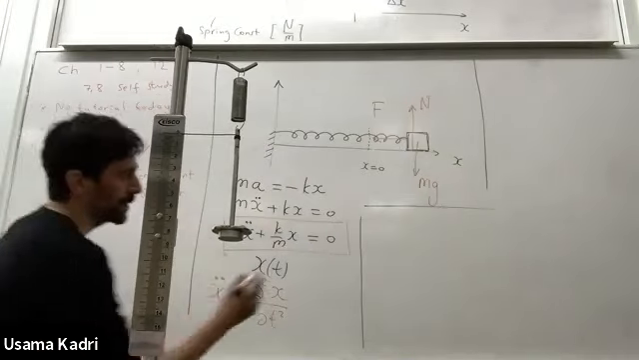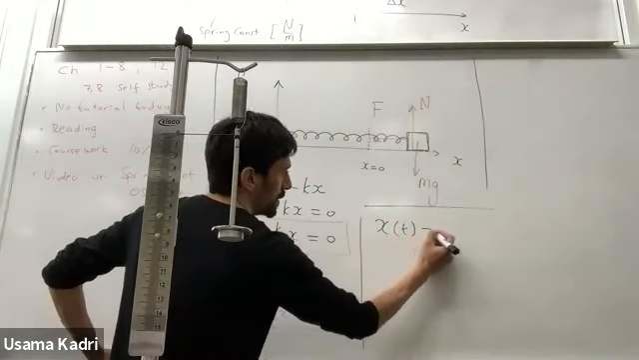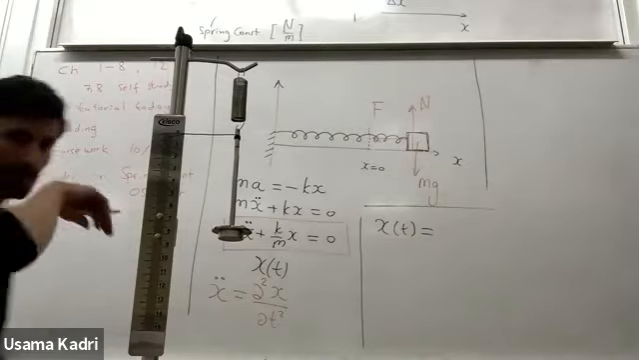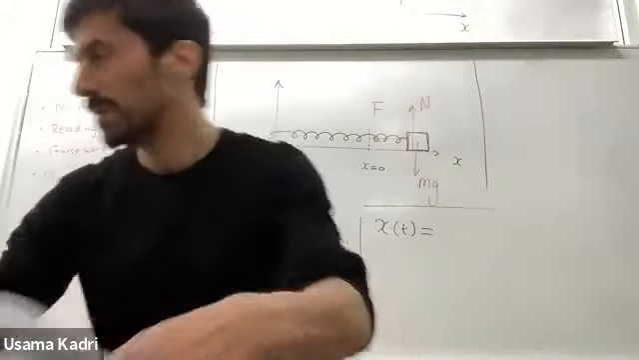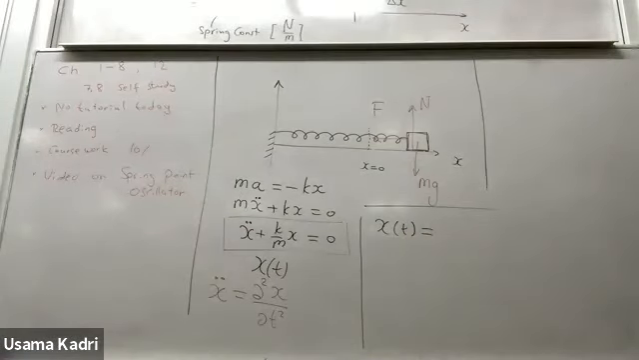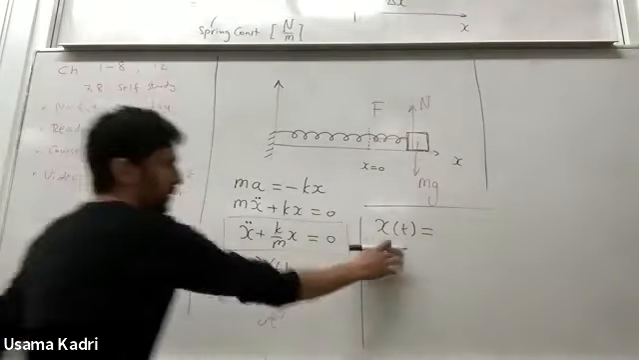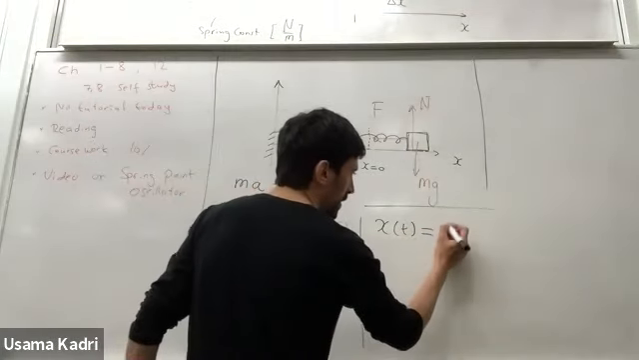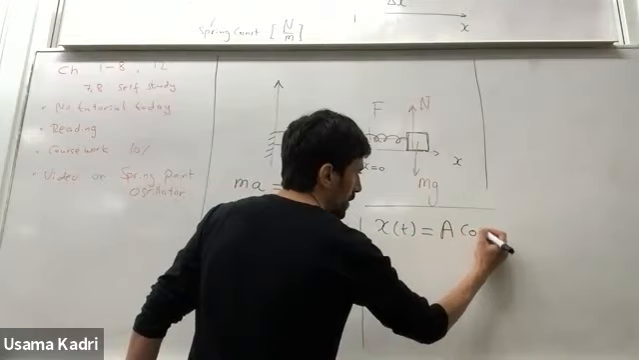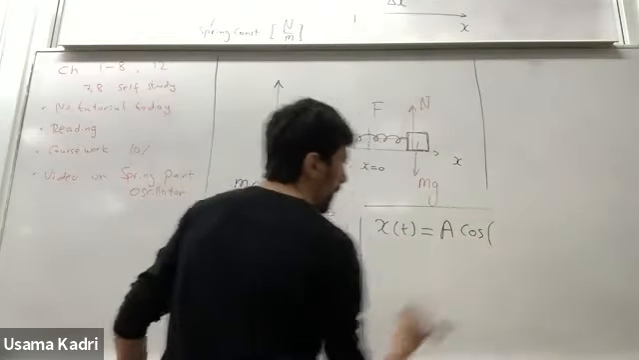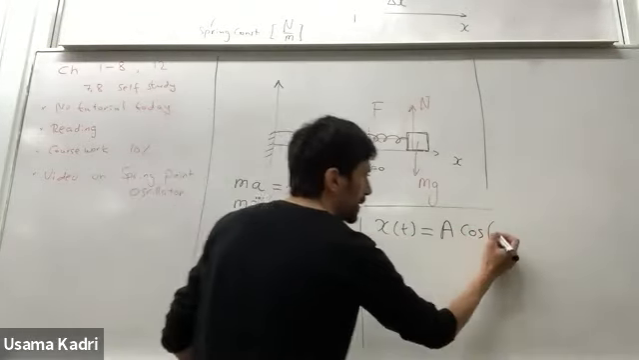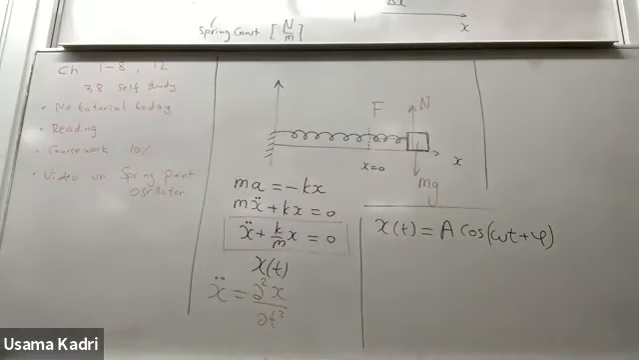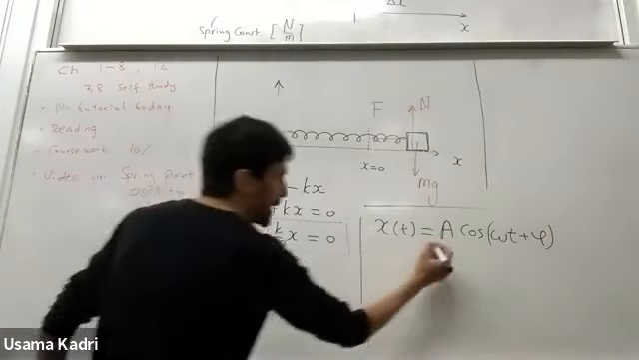So our trial function, the solution here, is x of t equals some constants that we're going to discuss soon. The solution for this differential equation is, as I said, a cosine or a sine. So amplitude times the cosine of omega times t plus phi. First of all, A is the amplitude.